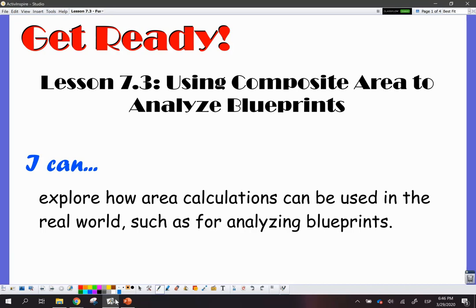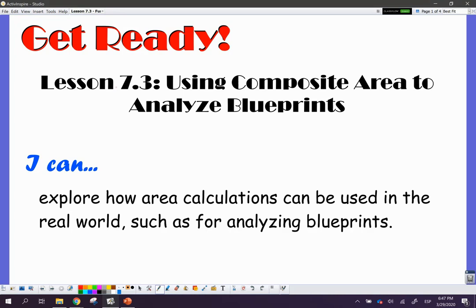Hello, mathematicians. So today, what we're going to be looking at is how we can use composite area to analyze blueprints. This is lesson 7.3. We're going to be looking at how we use our knowledge of composite area and area in general to analyze some blueprints, look at cost, and decide which offer on a house would be a better deal for us. So these are some ways that we can use that in real life.